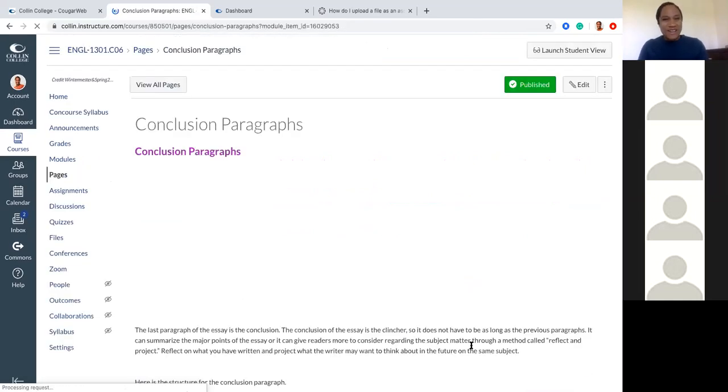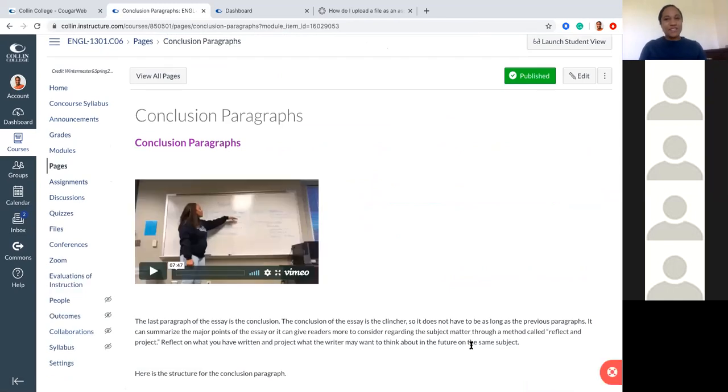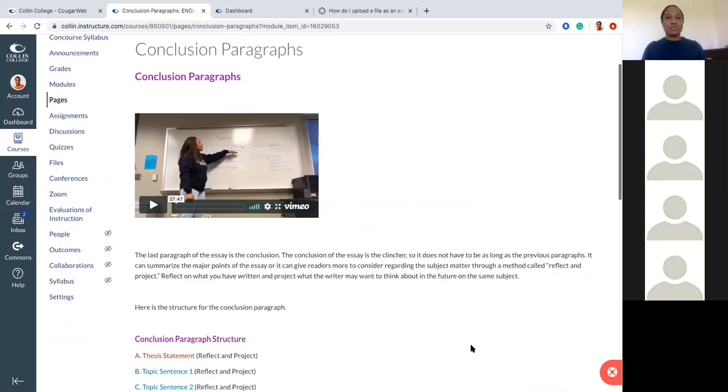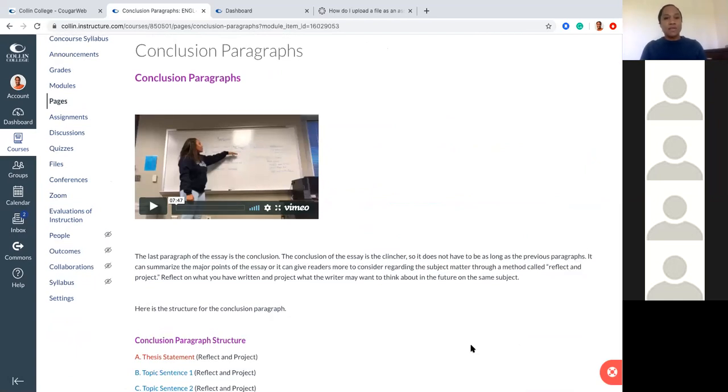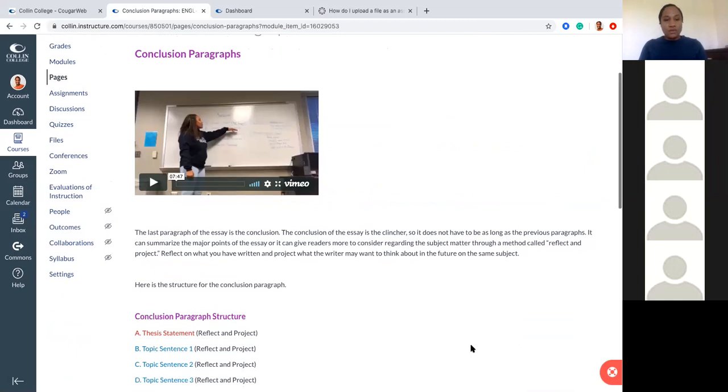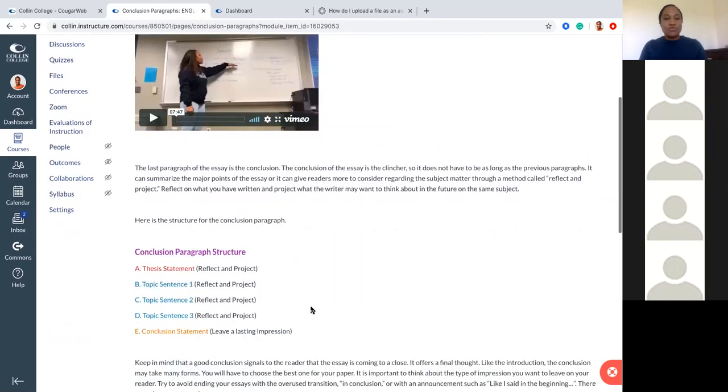Today we are working on conclusion paragraphs, and there's not a lot to say here, right? We've already learned so much about conclusion paragraphs. And in what we've learned so far, we know that for the conclusion paragraph, you should reflect and project. Those are the two things that we take out of the research proposal assignment, that we take out of the Gandhi essay.